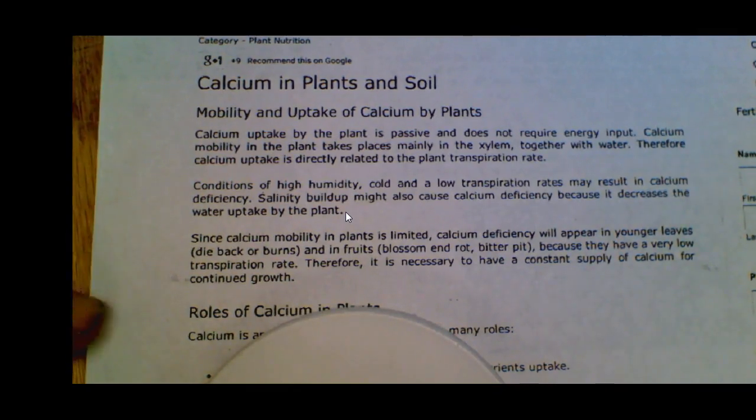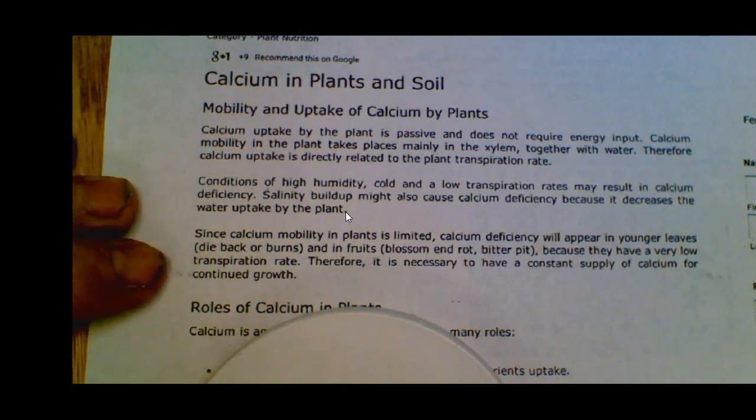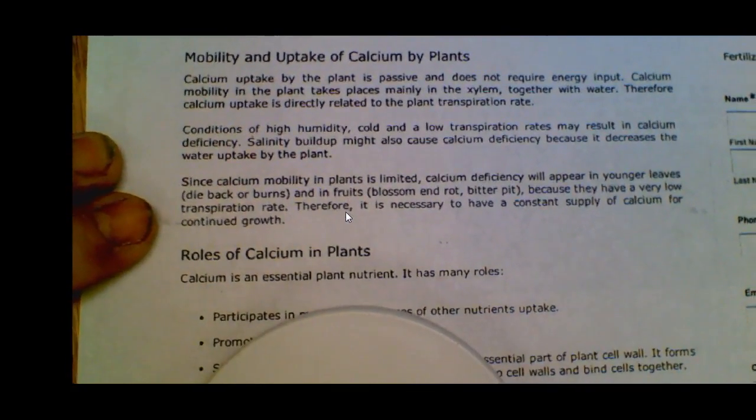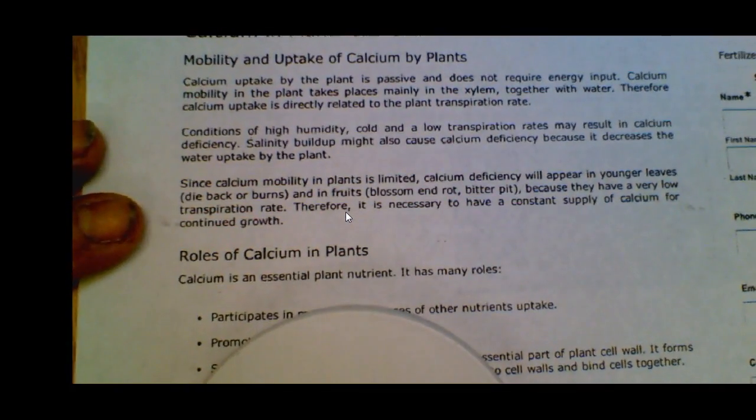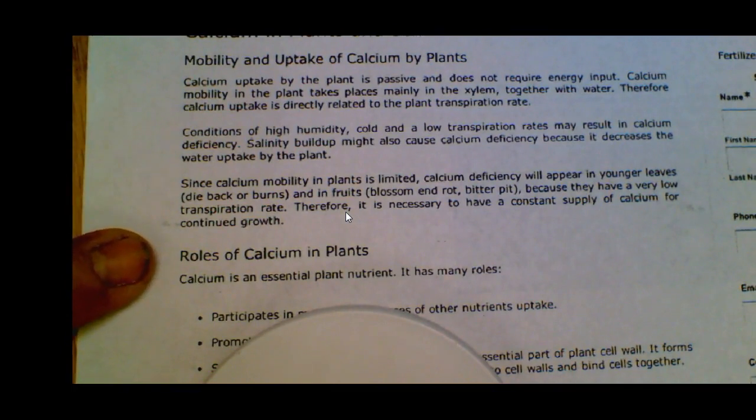Okay, and again, because we said that calcium mobility in plants is limited, the calcium deficiency is going to appear in the younger leaves as dieback or burns, and in our fruits, which we talked about as blossom end rot. I'm not sure what bitter pit is, but I probably should know. But anyway, it's because they have a very low transpiration rate. So it's necessary to have a constant supply of calcium for continued growth. It is an essential plant nutrient, okay, but it's a secondary one.